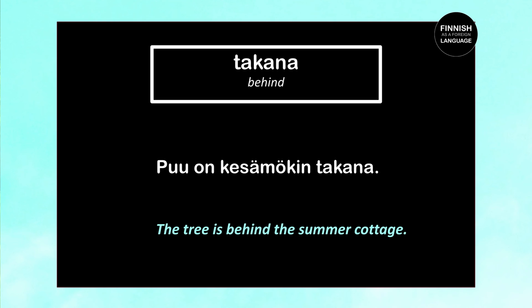Next one. Takana means behind. For example, puu on kesämökin takana means the tree is behind the summer cottage. Puu means tree and kesämökin is the genitive case of the word kesämökki, which means summer cottage, and it's standing here in the genitive case because it's followed by the postposition takana, which means behind. So let's repeat. Puu on kesämökin takana. The tree is behind the summer cottage.